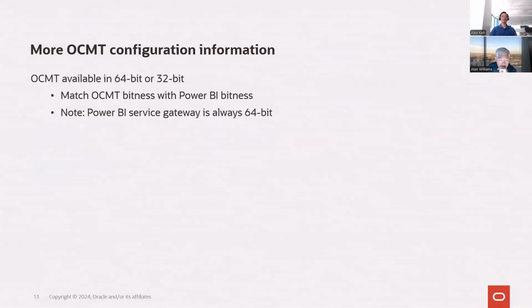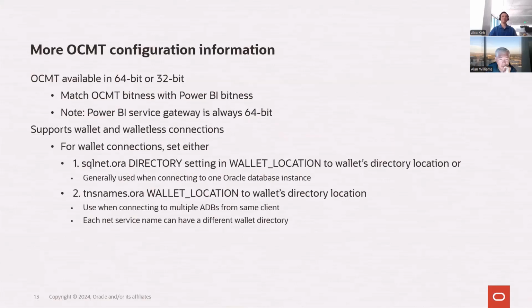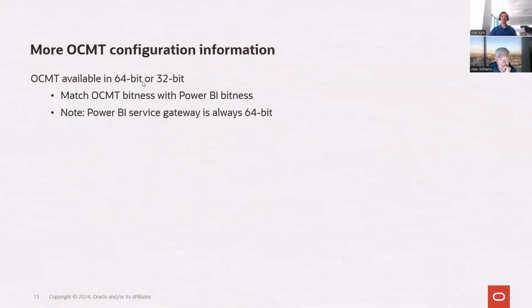A few more things about the OCMT configuration. It comes in two flavors, 64-bit and 32-bit. And it matters just for unmanaged ODP.NET, because unmanaged ODP.NET is bit aware, I should say. If you have 32-bit Power BI Desktop, you'll need to use 32-bit OCMT. And of course, 64-bit OCMT goes with 64-bit Power BI. If you're using Power BI Service and the gateway, it's always 64-bit, so just go 64-bit there. That OCMT also applies for Excel as well. So if you're using 32-bit Excel, 32-bit OCMT, 64-bit Excel, 64-bit OCMT.